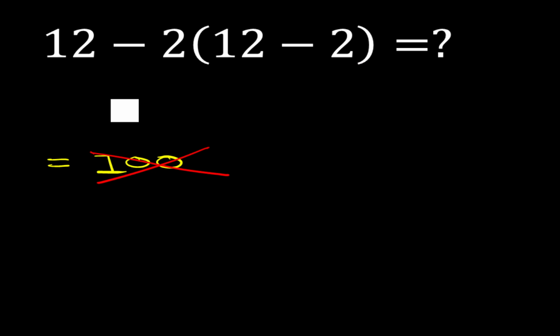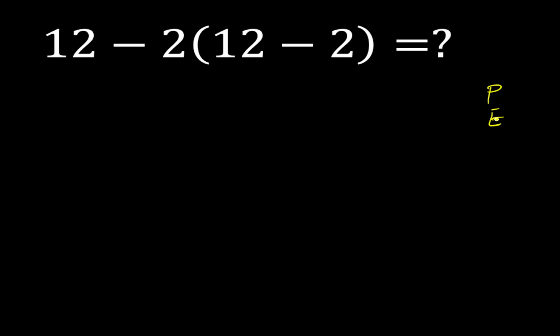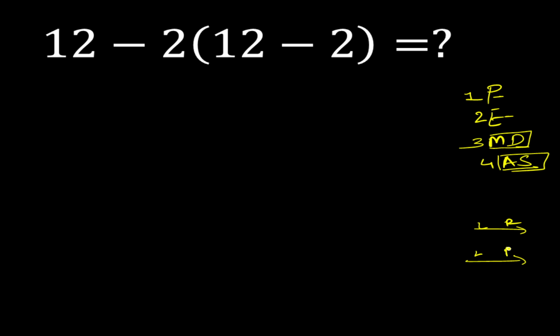So now let's solve this problem correctly by using the PEMDAS rule. PEMDAS, P-E-M-D-A-S. According to PEMDAS, first priority is parentheses, second priority is exponents, third priority is multiplication and division. Here multiplication and division both have equal priority, so we have to solve it from left to right. Then fourth and last priority is addition and subtraction. Also addition and subtraction both have equal priority, so we have to solve it from left to right.